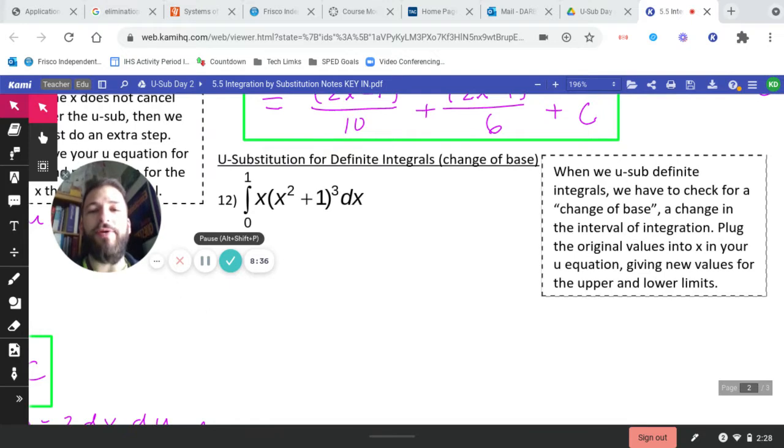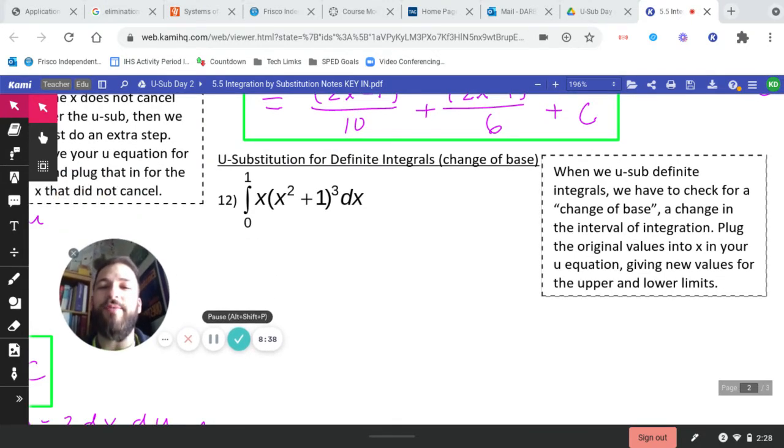The second situation that we're going to talk about is u substitution for definite integrals, which is our fundamental theorem. Remember, anytime we add in our a to b, it's the fundamental theorem of calculus, or FTC. But really, it's just the definite integral. We're actually integrating with numbers.